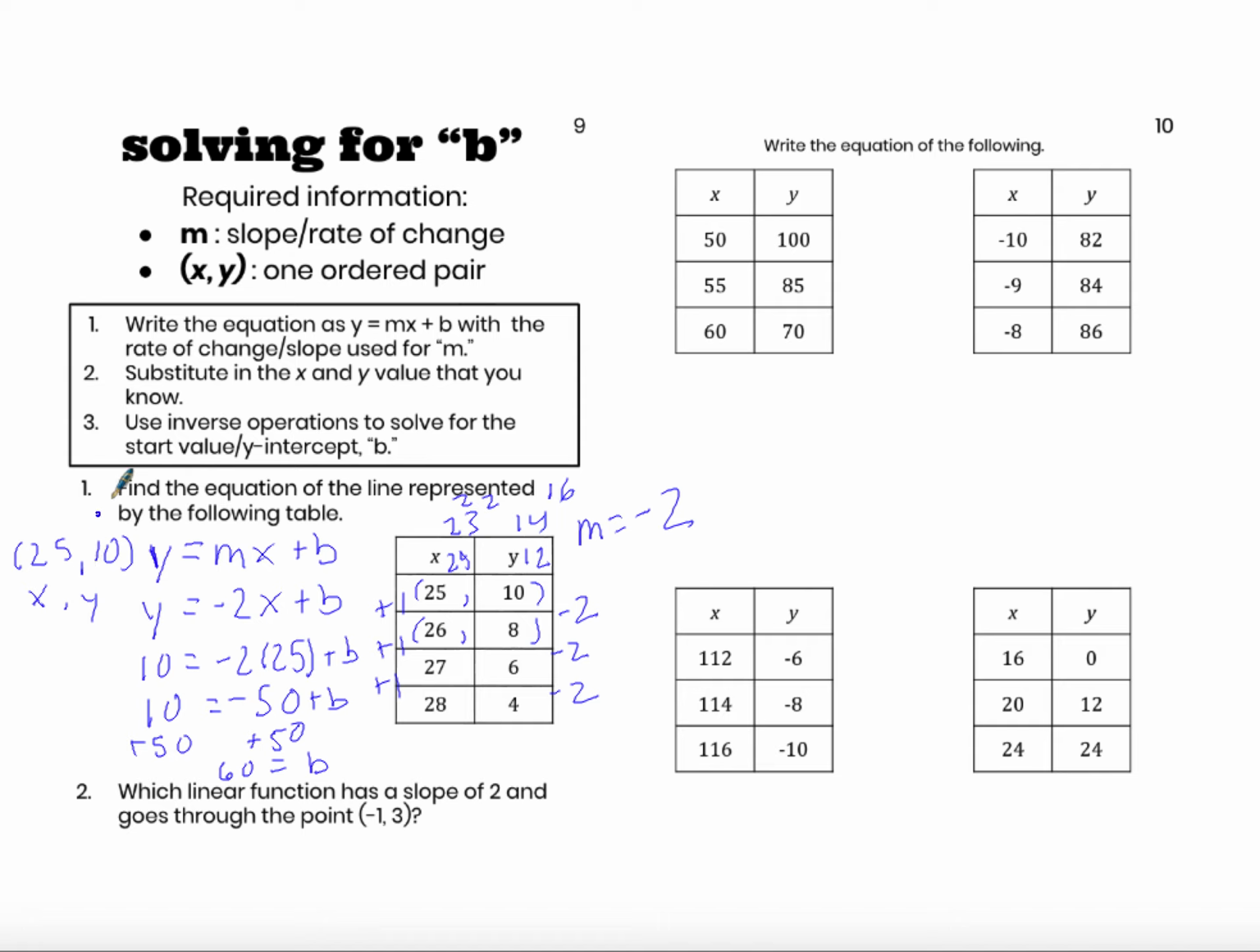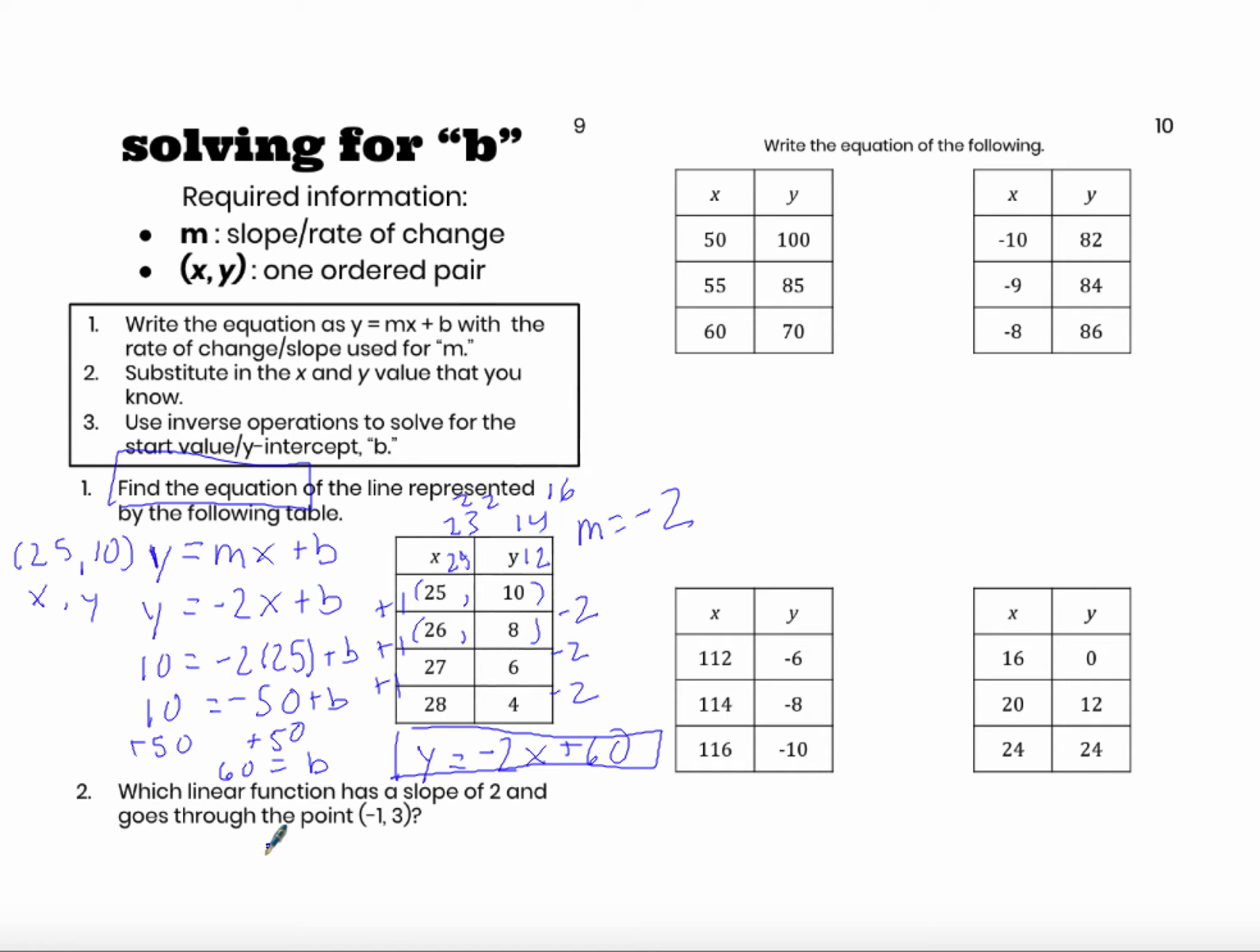Now that is not my final answer. What I'm being asked to do is write the equation of the line represented by this table. So that's going to be y equals -2x plus 60. If I were to have worked backwards all the way back to x equals 0, I would have had 60 for my y. And actually this makes sense. If when x equals 25, y equals 10, adding 2, 25 times would mean that I would add 50 to get back to x equals 0.